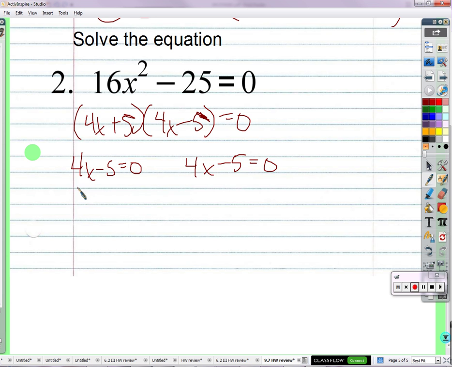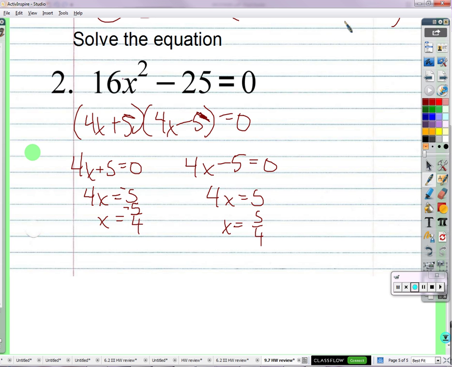Solving for x, we add 5 to both sides. We get 4x equals 5. Divide by 4, 5 fourths. That was supposed to be a plus, so we should have subtracted 5 from both sides and gotten negative 5 fourths. Here we add 5 to both sides to get 4x equals 5. Divide by 4 on both sides, x equals a positive 5 fourths.